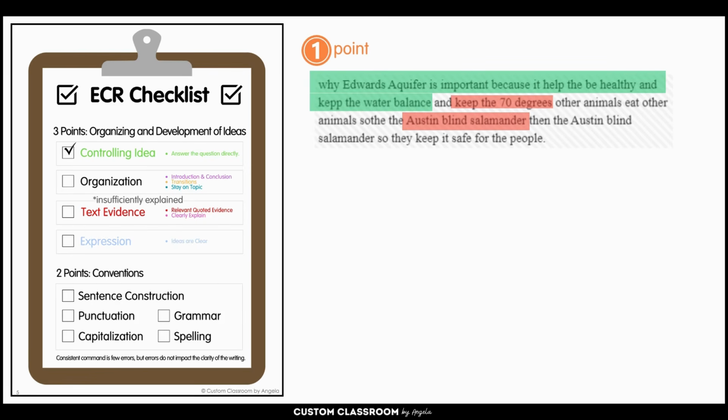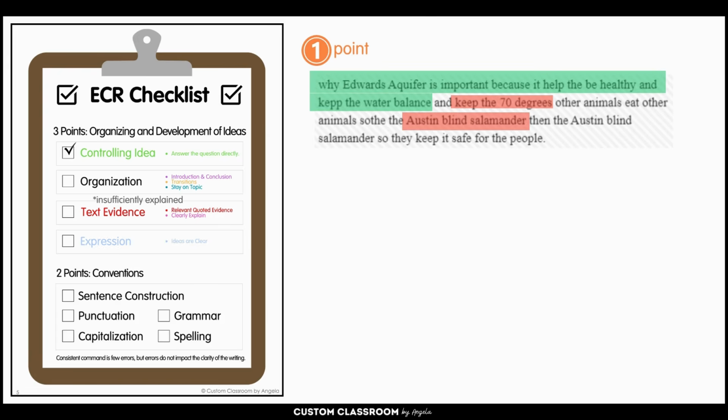on text evidence. The organization is all over the place. It's really hard to find. There's no intro, there's no conclusion, and there's not really a way to see if they're staying on topic, and the expression is very unclear. They also scored 0 points on the conventions because there's quite a few errors in punctuation, spelling, grammar, and capitalization, and it actually is impacting the ability to clearly read.